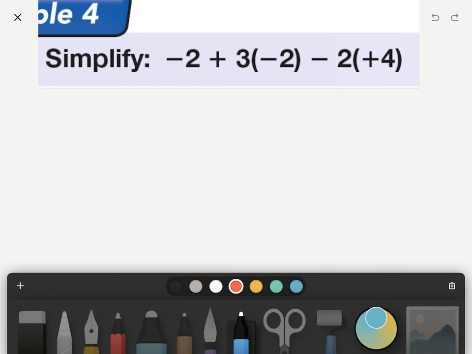Okay. And I'm going to set up my slashes. So that should have a slash. I'm going to put one there. So I'm doing these guys first. So +3 times -2 would be -6. -2 times +4 would be -8.